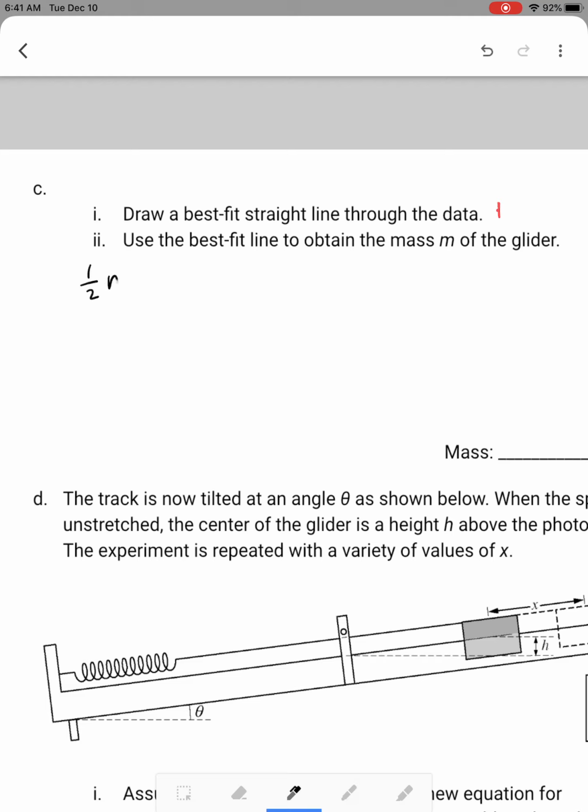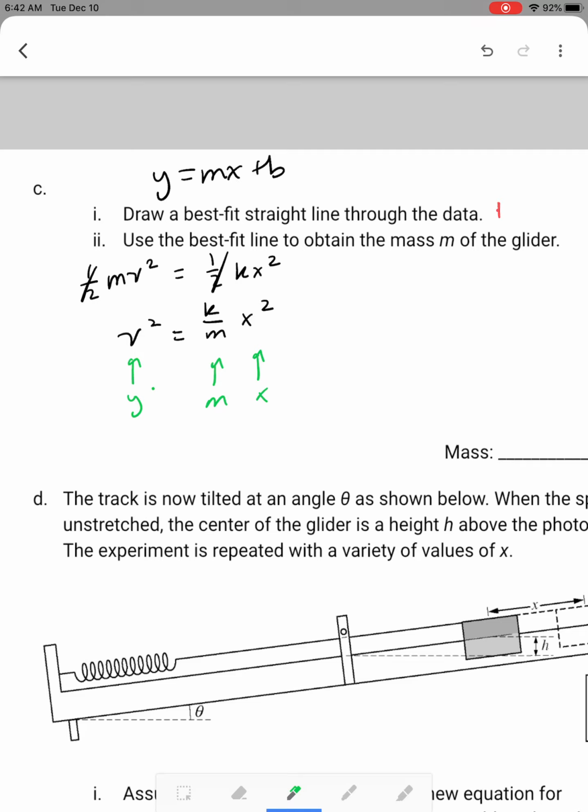I've got 1/2 mv squared is equal to 1/2 kx squared. So these are going to cancel. Now I've got to think, I want to get this into y equals mx plus b form. And what did I put on my y-axis? Well, I put v squared on the y-axis and I put x squared on the x-axis. So let's arrange it as such. I've got v squared is equal to k over m times x squared. So here's my y value, here's my m value, and here's my x value, which means that k over m is equal to my slope.